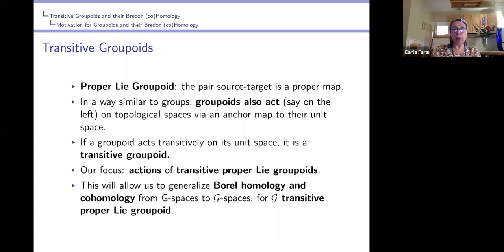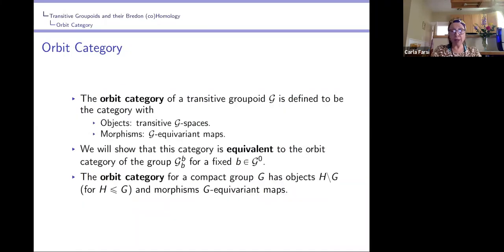So for this special case, for this type of very special actions, like transitive groupoids, which means the groupoid acts transitively on its unit space, acting transitively on spaces, that's a really special case, we could do it. And so that's the first result I would like to present. Let me explain a little bit how this is done in analogy with the compact group action case.